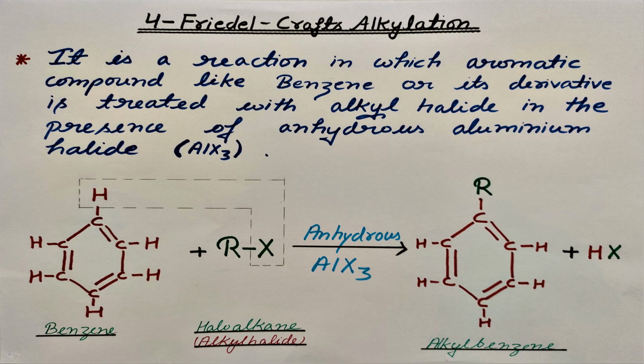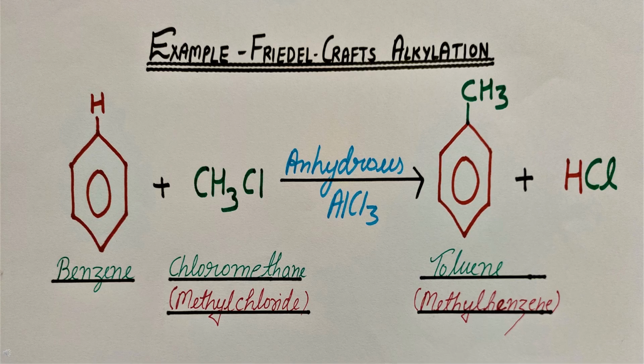Since in this reaction there is substitution of hydrogen atom by an alkyl group, that is why the reaction is known as Friedel-Crafts Alkylation. Now taking up example of Friedel-Crafts Alkylation reaction, we are going to react benzene with chloromethane, which is commonly known as methyl chloride, in the presence of anhydrous AlCl3.